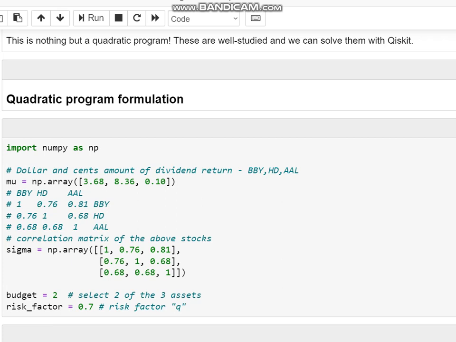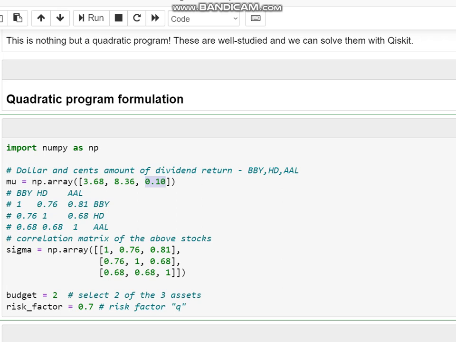So it says take 1, which of course gives you a return of 3.68. Take stock 2, which is $8.36, but don't bother taking number 3, which is only 10 cents return, which is right. That is the correct answer. We would only want to take BBY and Home Depot. We'd want to leave AAL out of our portfolio because the return isn't anywhere near enough.